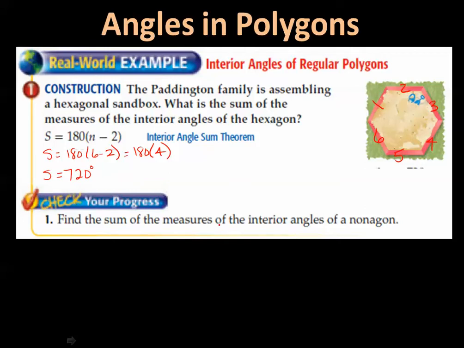Now it says find the sum of the measures of the interior angles of a nonagon. Well, you're going to do it the same way. You're going to plug 9 in for n, minus 2. That's going to give you 180 times 7. So 180 times 7 gives you the sum of the interior angles is 1,260 degrees.